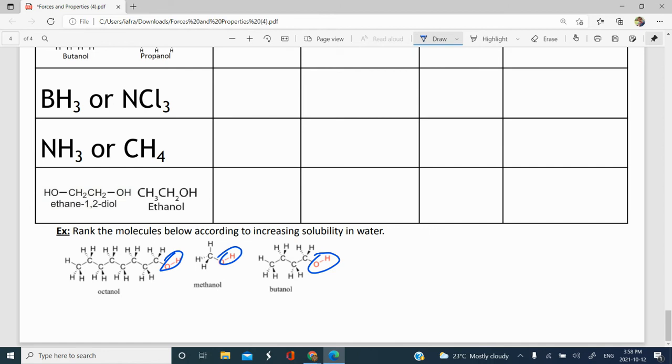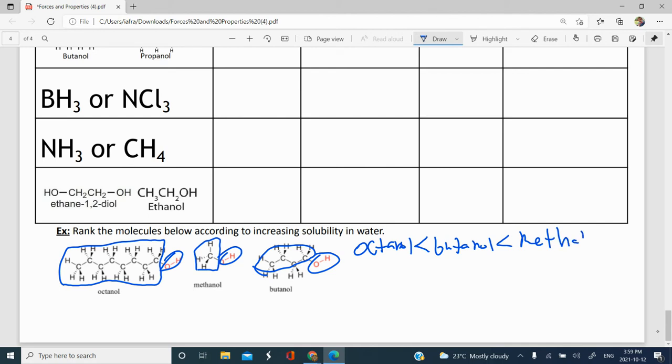But remember that the more nonpolar parts you have, the less soluble you are, because you're almost like oil. So this has a really big nonpolar part. That's probably not very soluble compared to this. So the smallest solubility would be the octanol, because it has a very big nonpolar part. Then the butanol, because yes, it has a big nonpolar part, but it's not as big as the octanol. And then finally, the methanol would have the highest solubility in water.